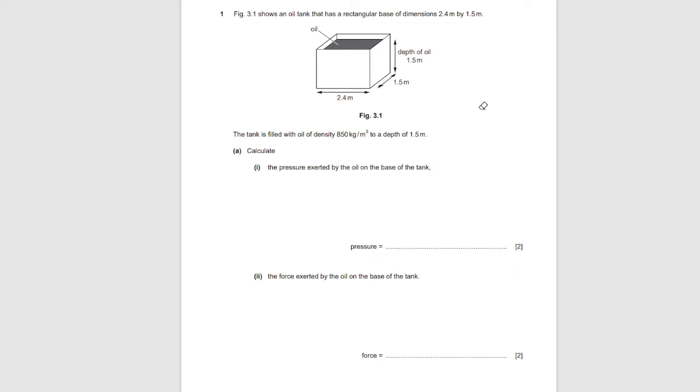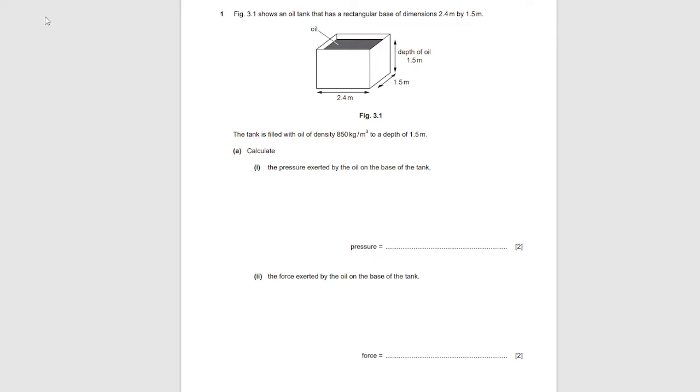Figure 3.1 shows an oil tank that has a rectangular base of dimensions 2.4 meters by 1.5 meters. The tank is filled with oil of density 850 kilograms per meter cubed to a depth of 1.5 meters. Calculate the pressure exerted by the oil on the base of the tank.